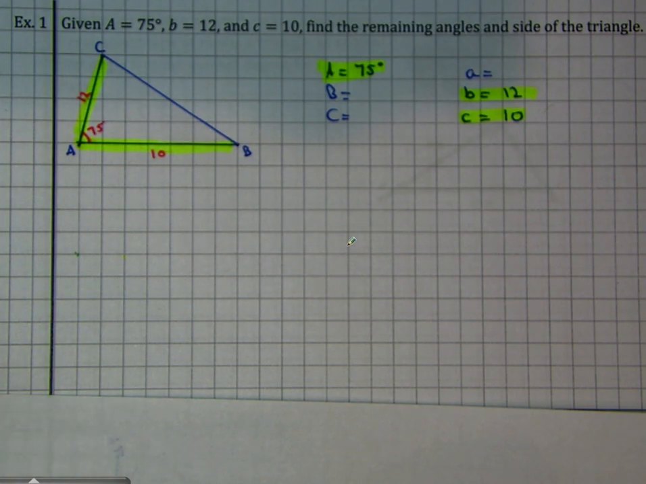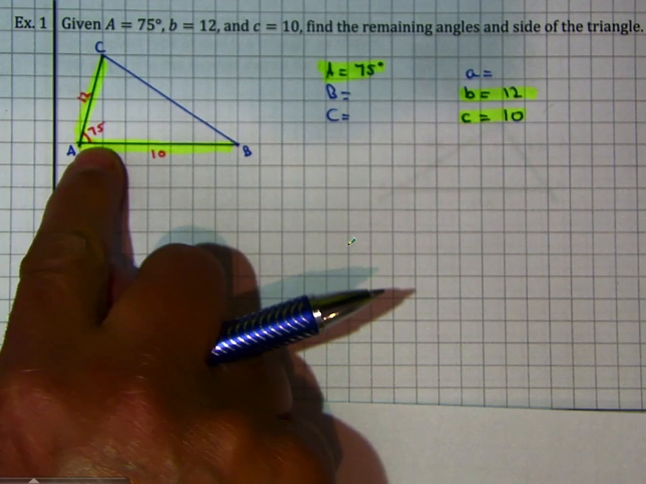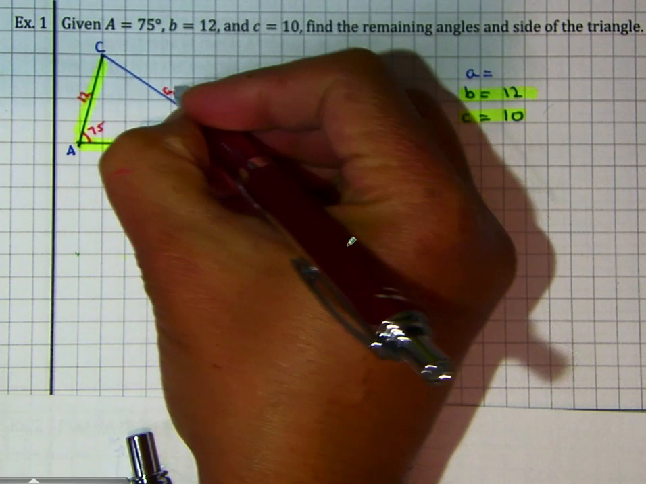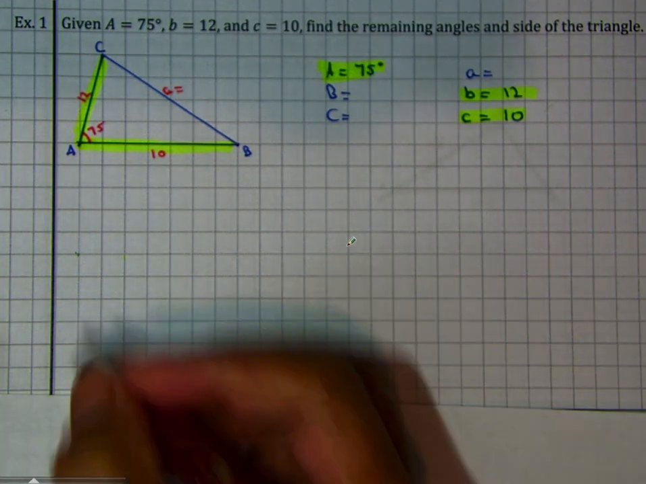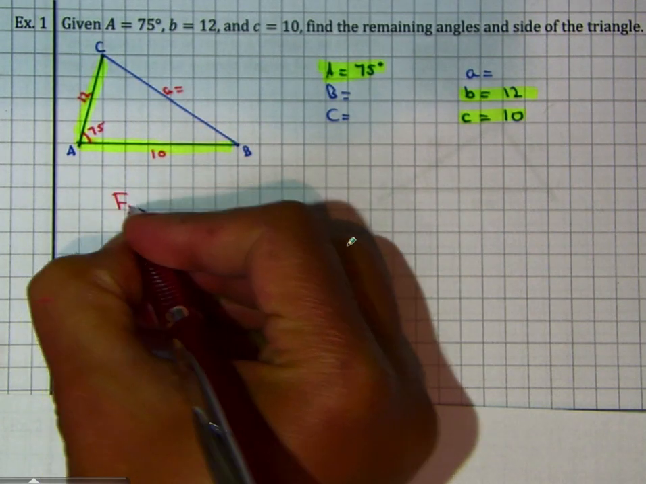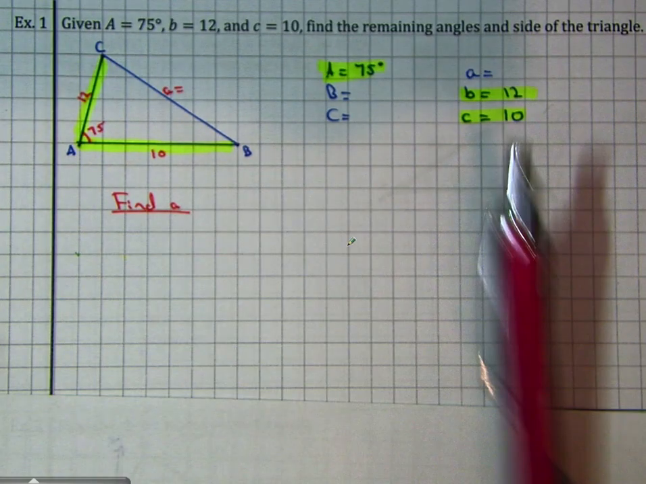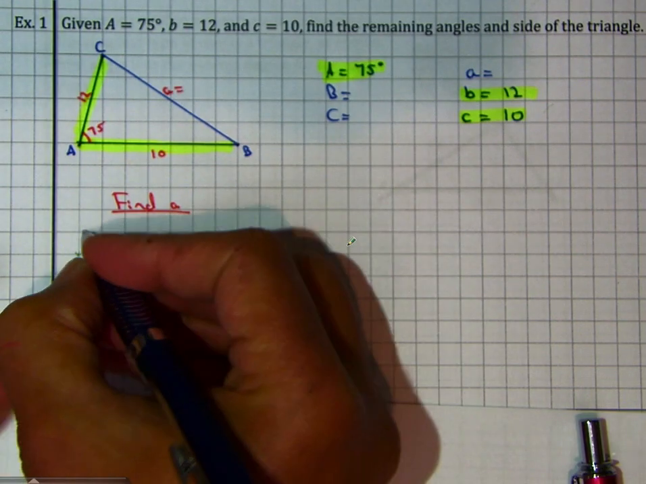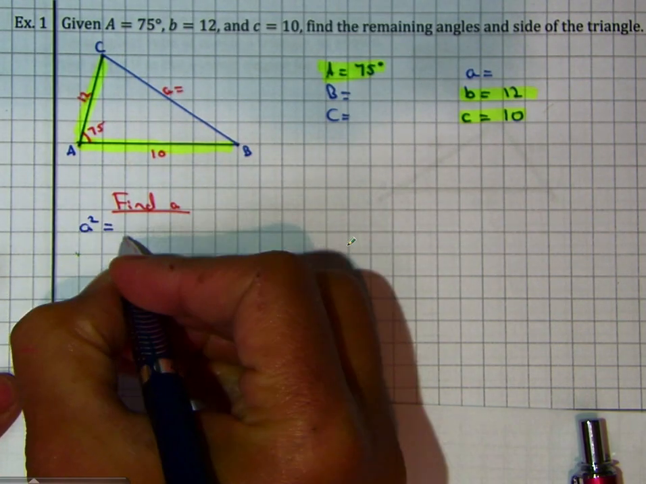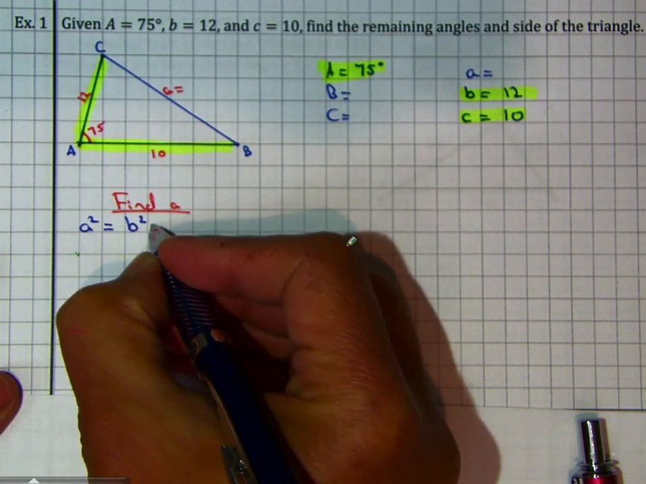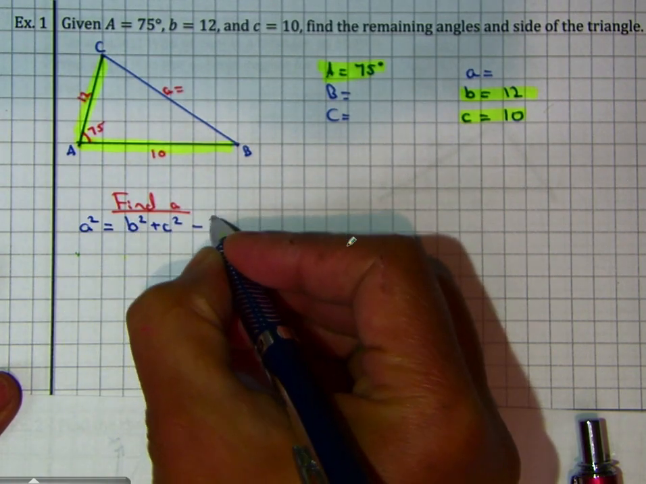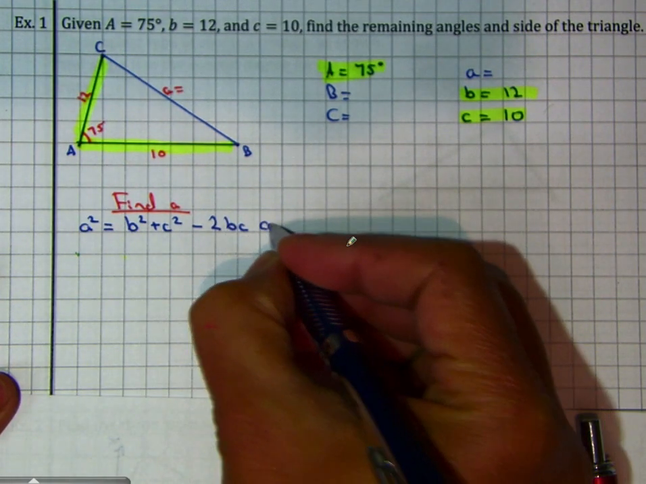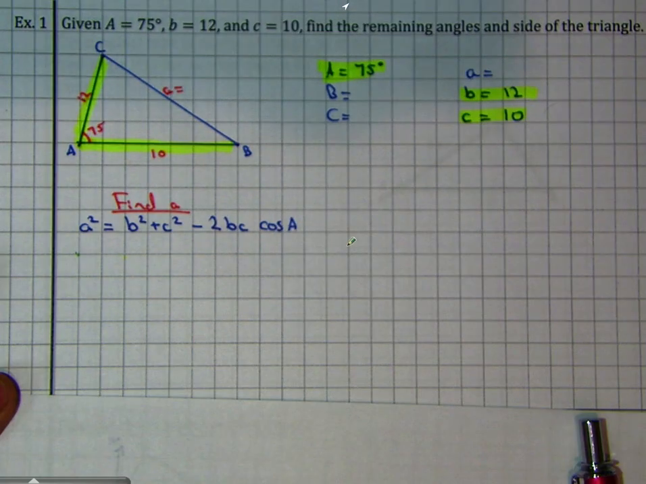So therefore, I have angle A, so I need to look for side A. So let's go and find A. We're going to start with A squared. A squared is equal to the other two sides, which will be B squared plus C squared minus 2BC, the product gets repeated, and the cosine of A. So you must memorize this formula for your test.